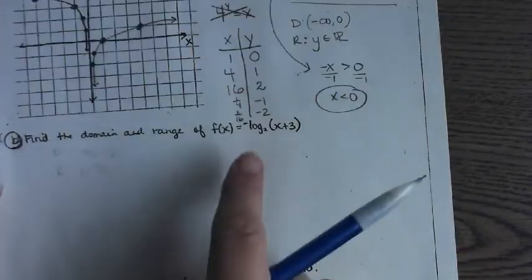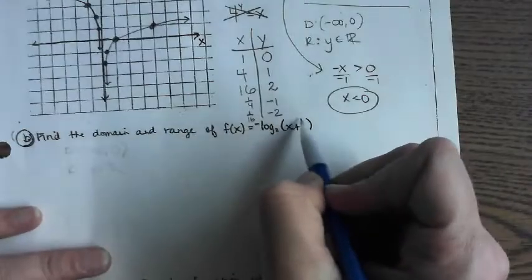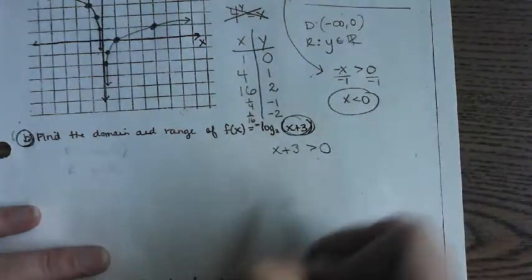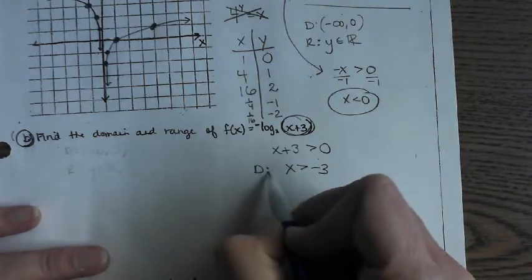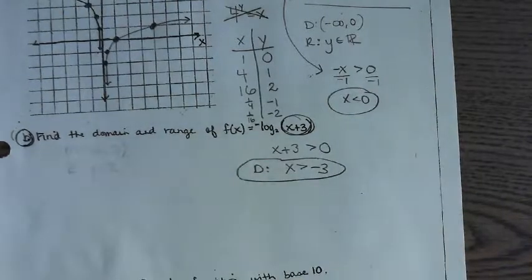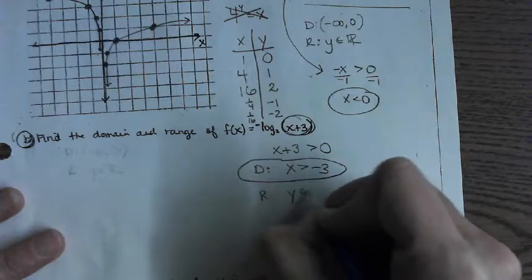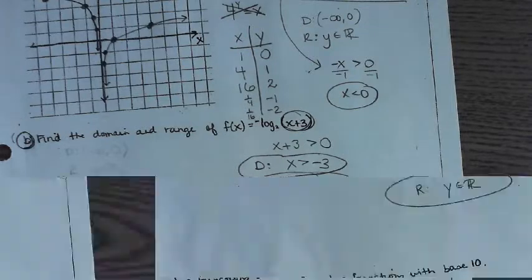Okay, so on B, if I'm following that algebraic approach, this x plus 3 has to be greater than 0. So x is greater than -3. That's your domain. Your range, because I told you, is always all real numbers. Any questions?